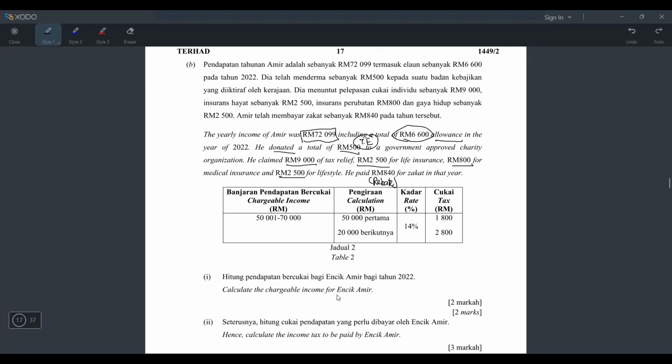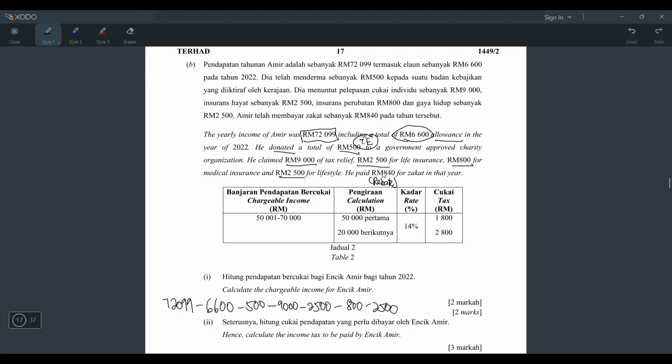Question one says calculate the chargeable income for Inche Amir. So they want to calculate chargeable income. The formula is what? Take your total income, which is 72099, minus all your tax exemption and tax relief lah. 6,600. So minus with 500 the donation. Okay. Minus with 9,000 tax relief. And then minus 2,500 minus 800. And then the next one is 2,500.